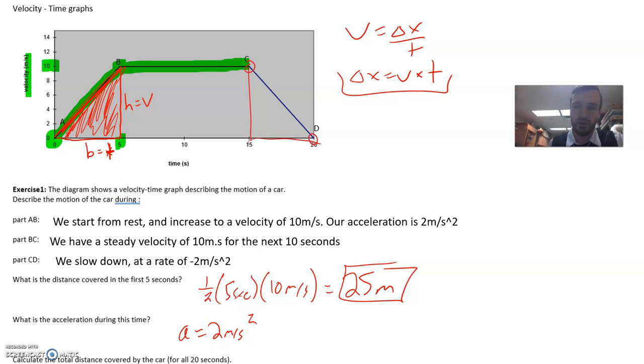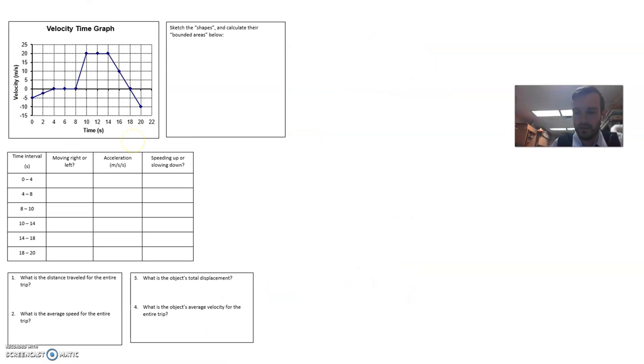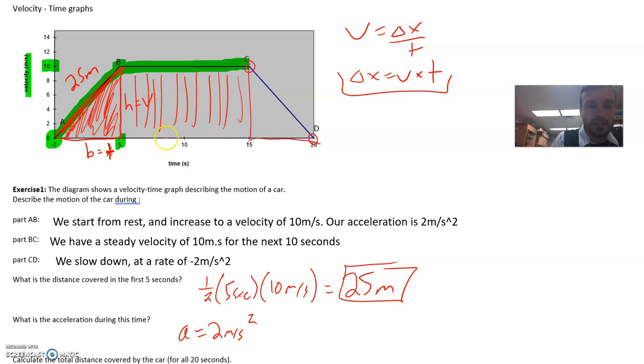Now, the last part here is very tricky. It says, calculate the total distance covered by the car for all 20 seconds. Okay, it's actually not that bad. We already know that we covered 25 meters for the first 5 seconds. Since the bounded area, the area under the VT graph here, is the displacement, if I calculate this shape, look, the shape has a length of 10 from 5 to 15, and a height of 10, and a 10 by 10 would be a 100. 10 times 10 is 100 meters. We cover 100 meters from 5 to 15 seconds.